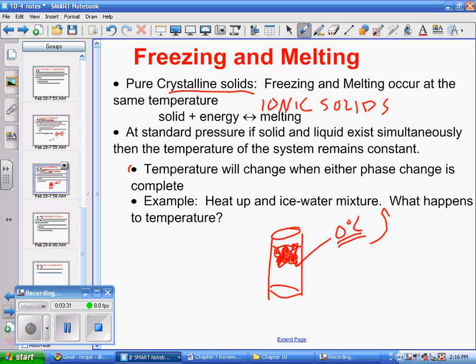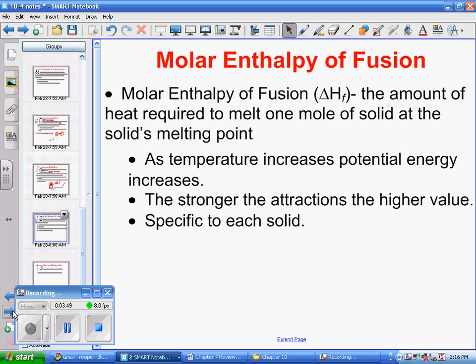And here's the example which I talked about. Heat up an ice water mixture. What happens to the temperature? You will see that it stays the same temperature. So you take ice. Ice is cold. It gets up to 0 degrees Celsius, and it stays at 0 degrees Celsius until all that ice is melted. Then it starts to rise again. It's crazy, and we can actually do a lab to show that. Molar enthalpy of fusion is like the molar enthalpy of vaporization.